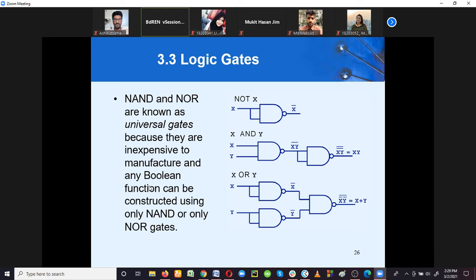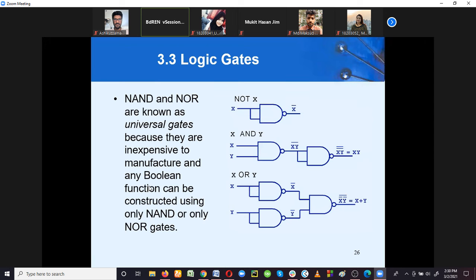Did you understand why? If I ask you why NAND gate and NOR gate are universal, not only for this course, you have to remember this because these are the basic things you have to remember for your graduation comprehensive viva also. So NAND gate and NOR gate are known as the universal gates. Why universal gates? Because by using only NAND gates or only NOR gates, we can simplify any Boolean function.